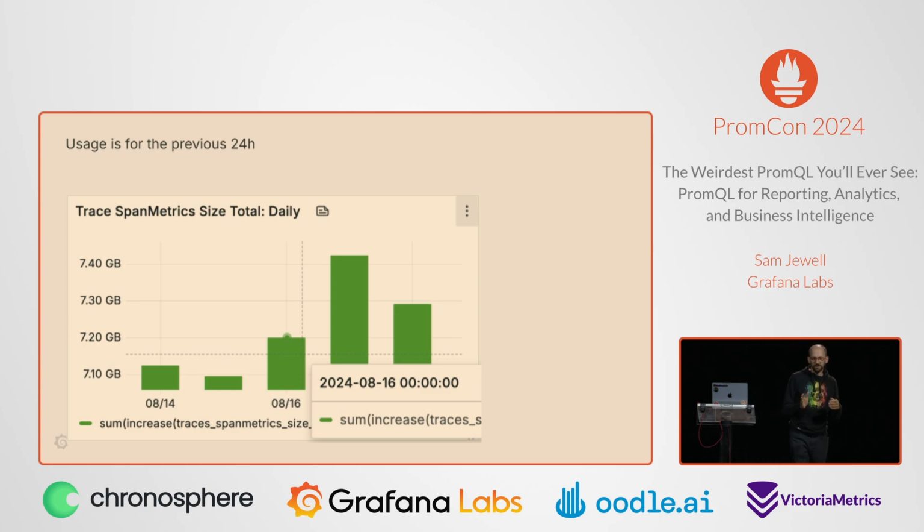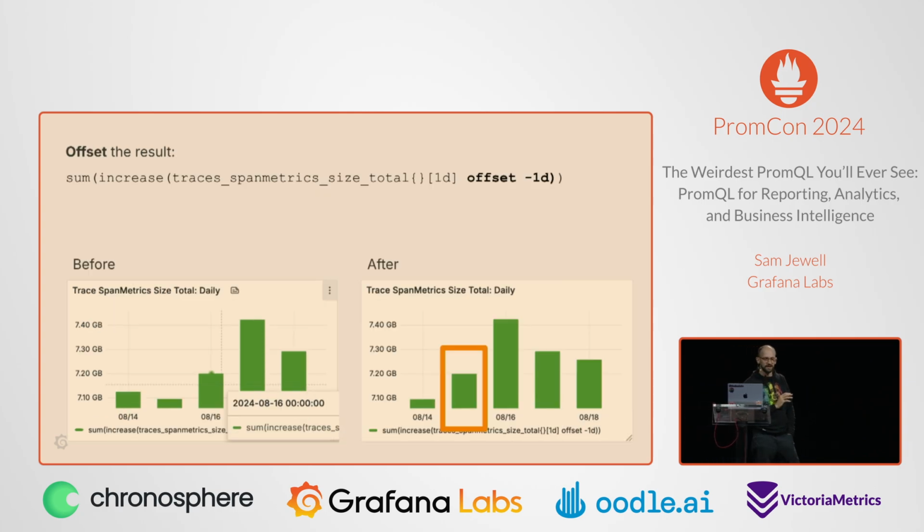But there's something not quite right here. On the 16th of August, if you hover, you can see that the exact time for that data point is midnight in the morning. And what it's done is it's calculated the increase in that count over the past 24 hours. So all of those traces were actually being recorded in the previous 24 hours, meaning the 15th of the month, not the 16th. So we'd like to fix the X labels. We're just going to add one more thing at this point, which is to offset by 1 day. And you can see the bars move over, and they're now labeled correctly. They're labeled as for when that usage happened.